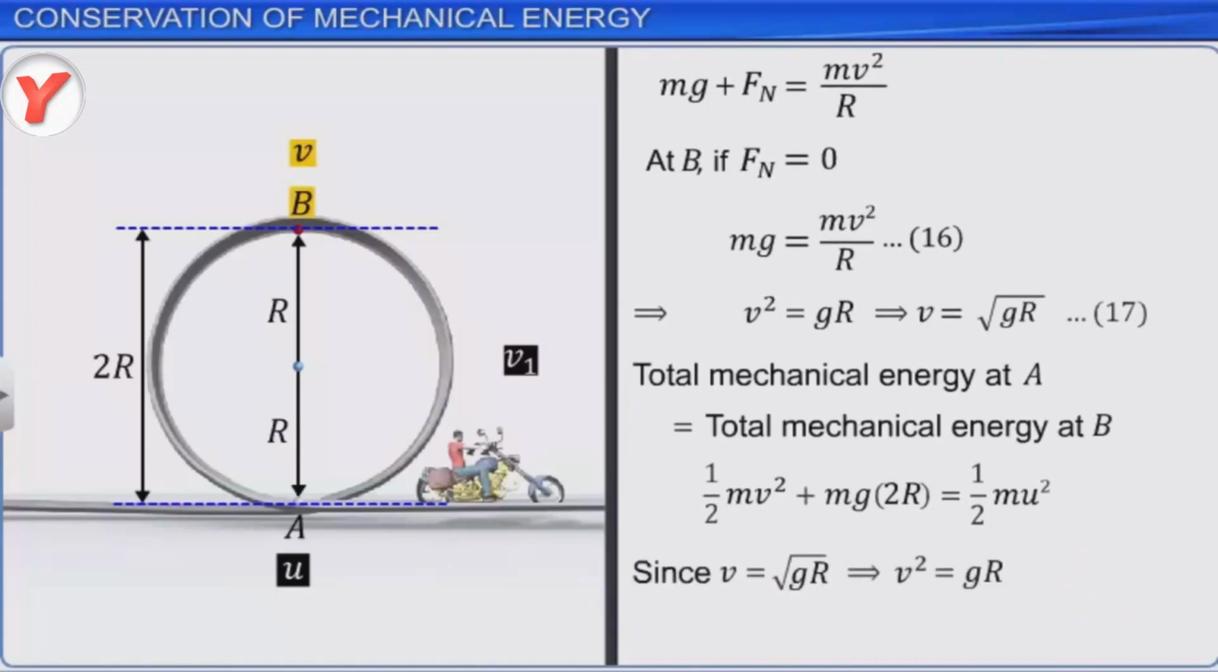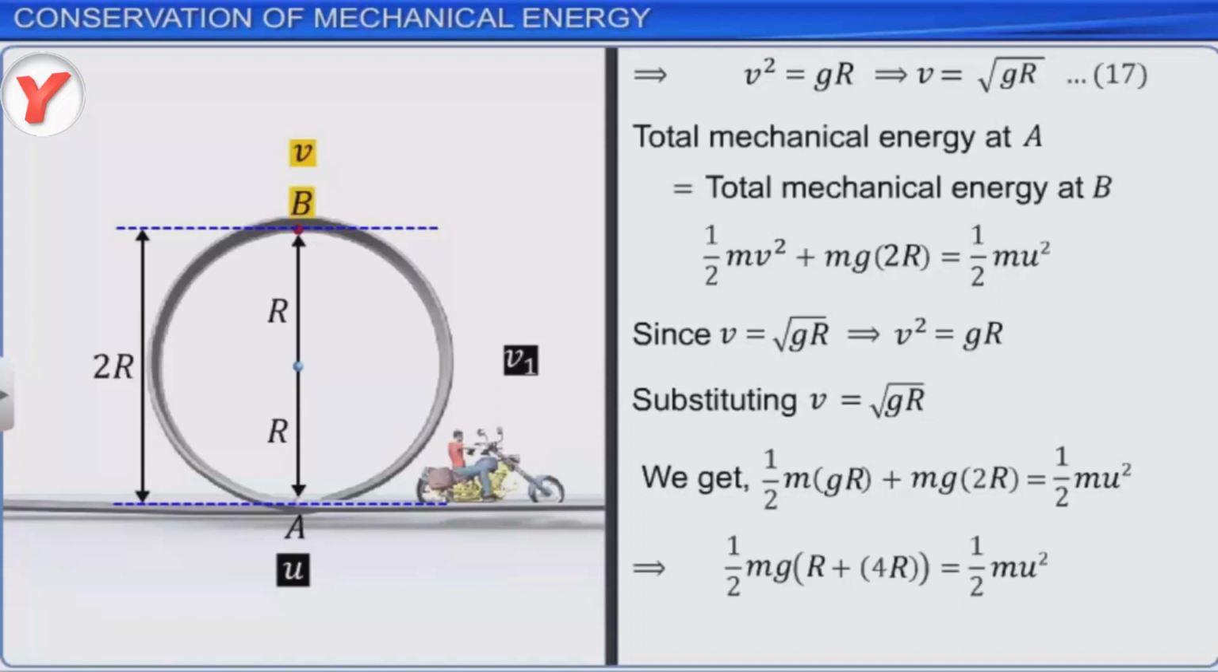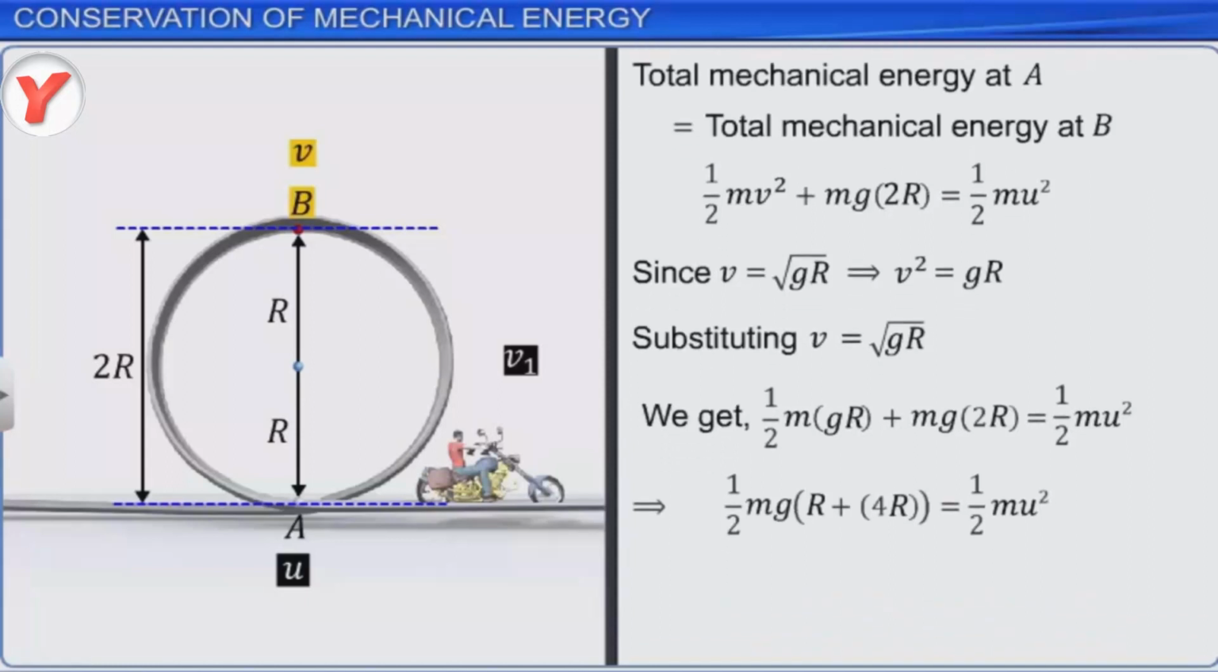But since v square is equal to gr, substituting the minimum velocity at point B, v is equal to the square root of gr in equation 15, we get half mgr plus mg into 2r is equal to half mu square. On further simplification, we get half mg into r plus 4r is equal to half mu square. Thus, we get u square is equal to 5gr, or u is equal to the square root of 5gr, where u is the projection velocity at A. Let this be equation 18.